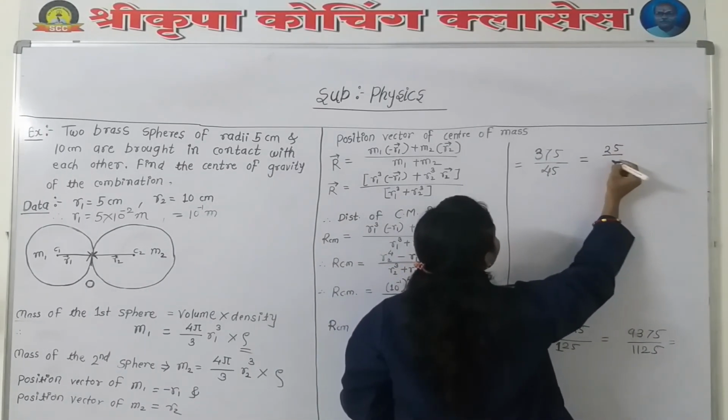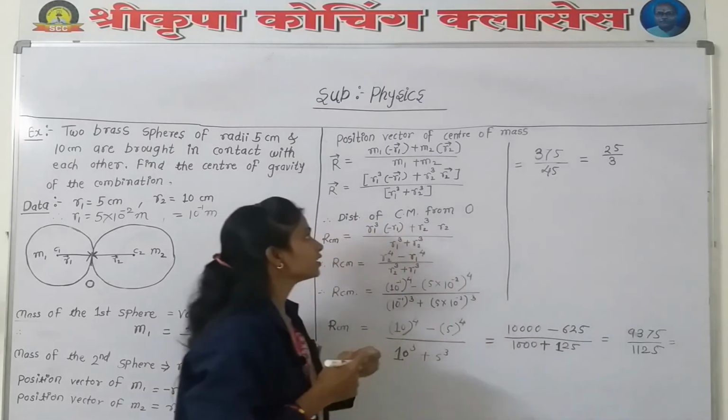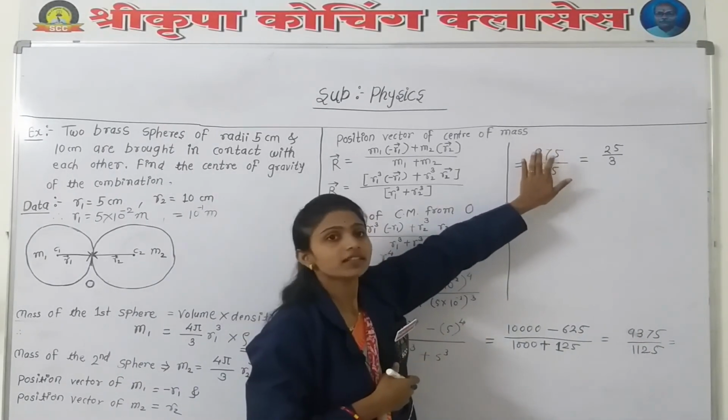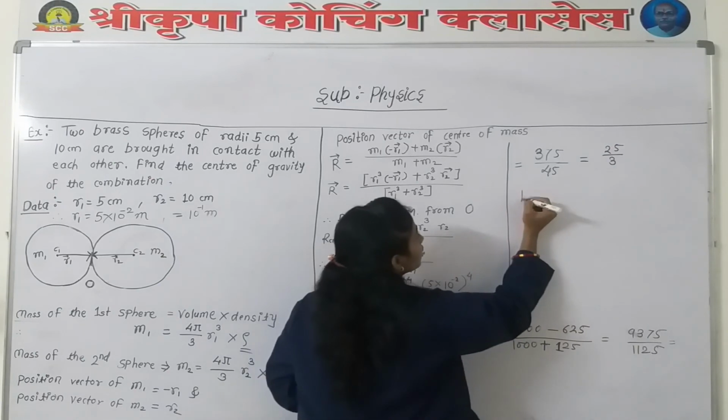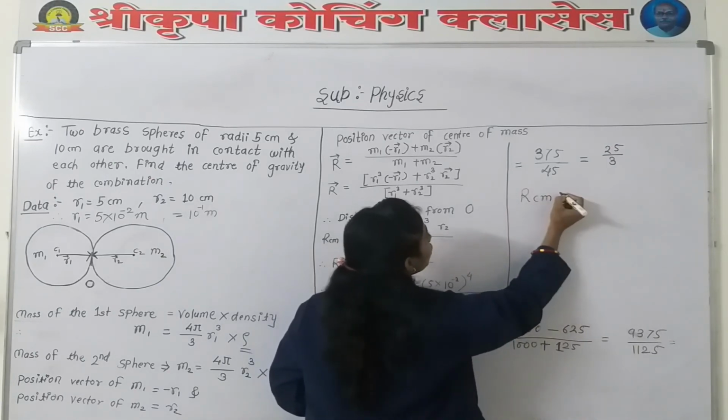25 divided by 3. 15 threes are 45 and 15 twenty-fives are 375. This is our radius vector of the center of mass from the point O.